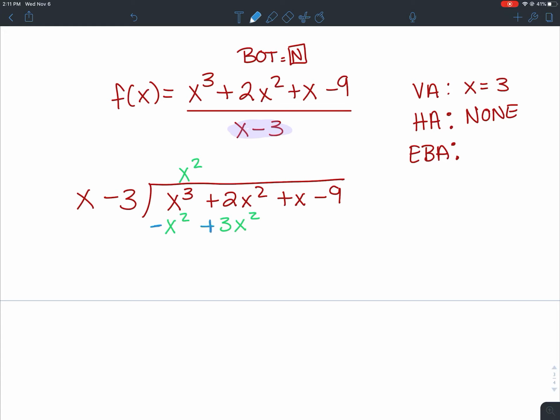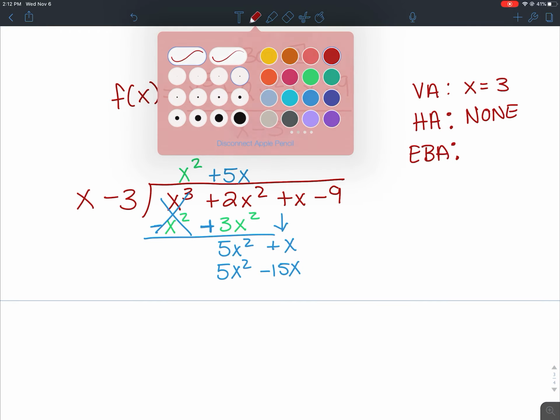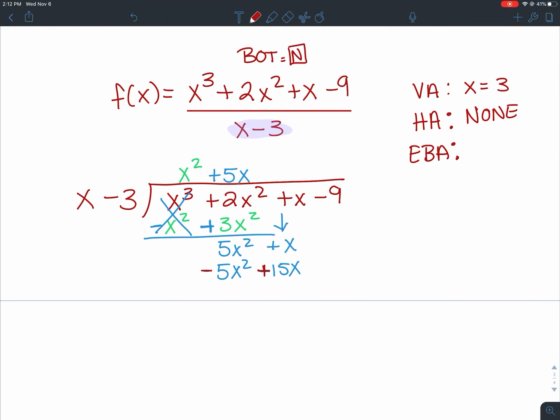So I subtract, which means change the signs. 2 plus 3 is 5. X times 5x equals 5x squared. So then I multiply. I drop down my x. I multiply, I get 5x squared. Negative 3 times 5x is negative 15x. And then I change my signs. These cancel. X plus 15x is 16x. And then I drop down negative 9.